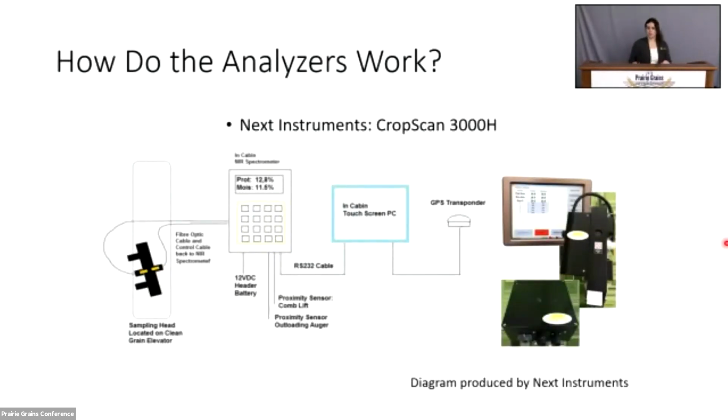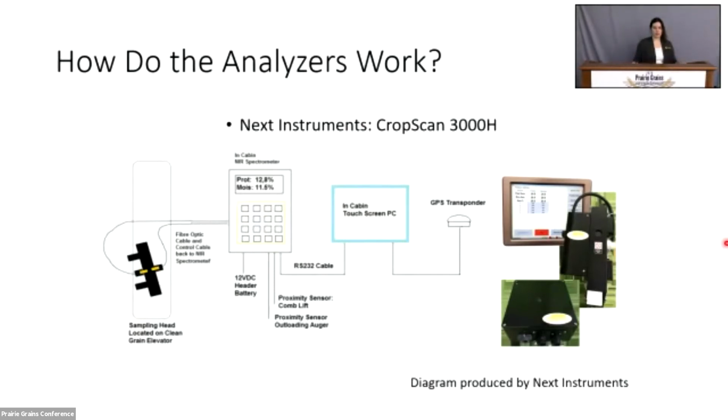And so, as I mentioned before, we're using combine-mounted protein analyzers. We're working with a company from Australia called Next Instruments, and their CropScan 3000H is the machine. How it works is that it has a grain sampling unit attached to the clean grain elevator on the combine. Grain samples are taken about every 8 to 10 seconds or so, although they're working on tightening that gap up a little bit.